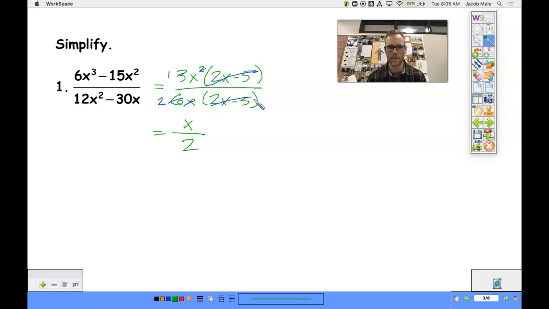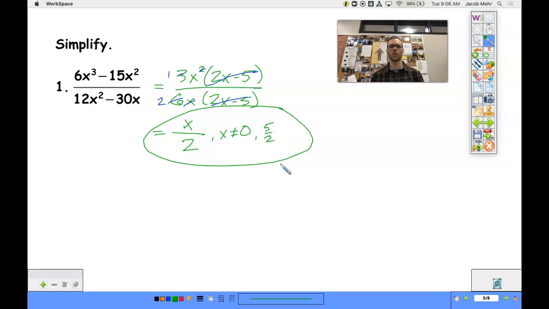Well, when I looked at the factored denominator, I know x can't equal 0. But if I look at x over 2, I wouldn't know that, right? So we have to say x can't equal 0. There's also another value that x can't equal. 2x minus 5, add 5, divide by 2. x cannot equal 5 over 2. This is simplified. This equals x over 2, except for x equals 0 and x equals 5 over 2.